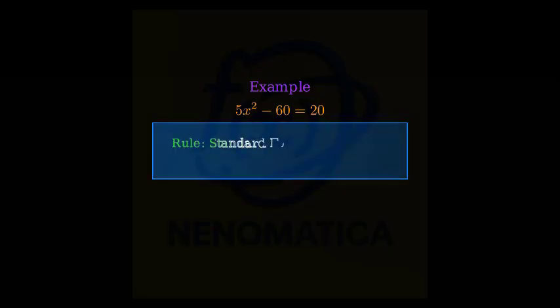We'll solve the equation 5x squared minus 60 equals 20. Step 1. First, let's identify our equation in standard form. The standard form of a quadratic equation is ax squared plus bx plus c equals 0. In our case, b equals 0 since there's no x term.